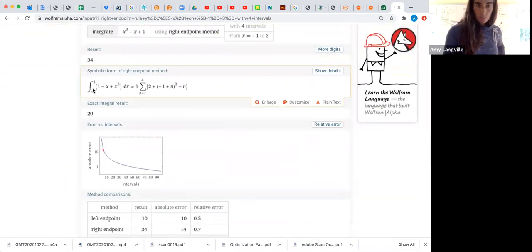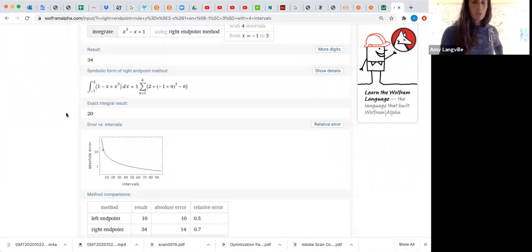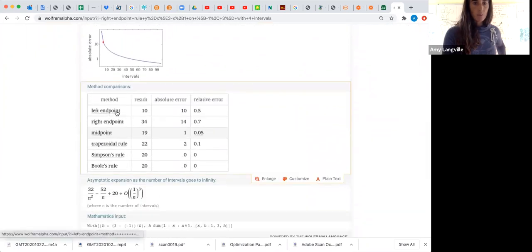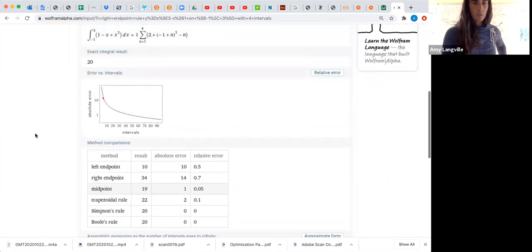Okay, we'll learn this stuff here, symbolic form and interval, when we get to chapter 2, I think. So we're not ready for that. Right now, we're just trying to see, it shows the left endpoint gives a value of 10, the right endpoint of 34, the midpoint rule of 19. We'll talk about the errors later. We're not ready for that just yet, a couple of videos from now.